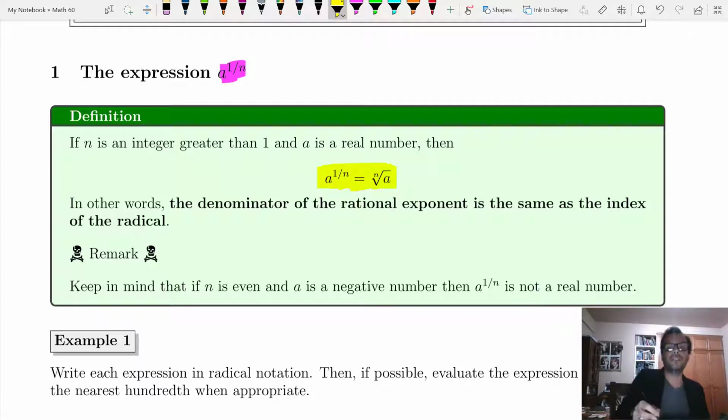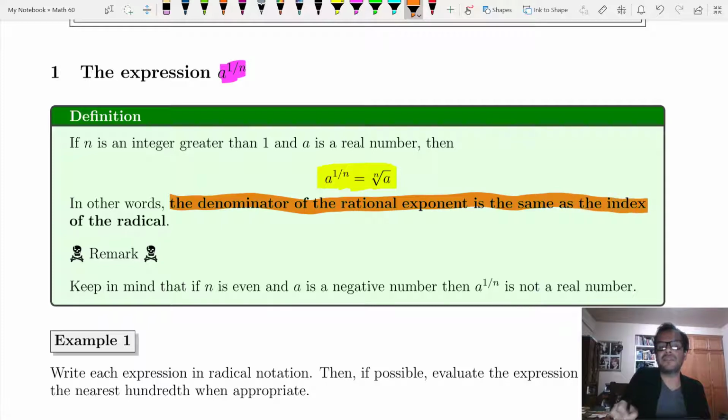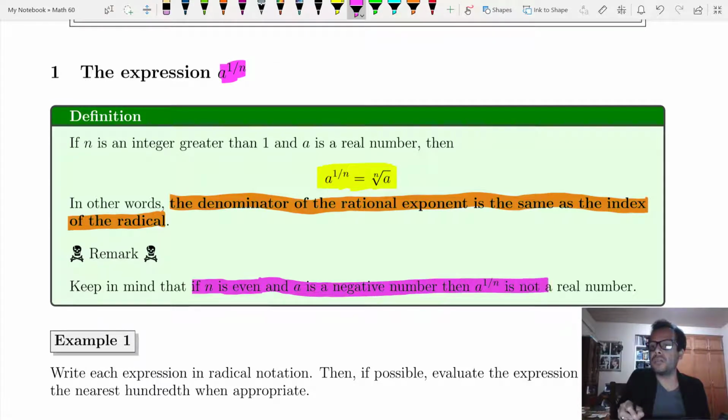So what does it mean? In other words, when we change from rational exponent to radical, the denominator of the rational exponent will be exactly the same as the index of the radical. And as usual, keep in mind that if n, the index of the radical, is an even number and a is a negative number, then the quantity we want to evaluate is not a real number. Otherwise, we're good.